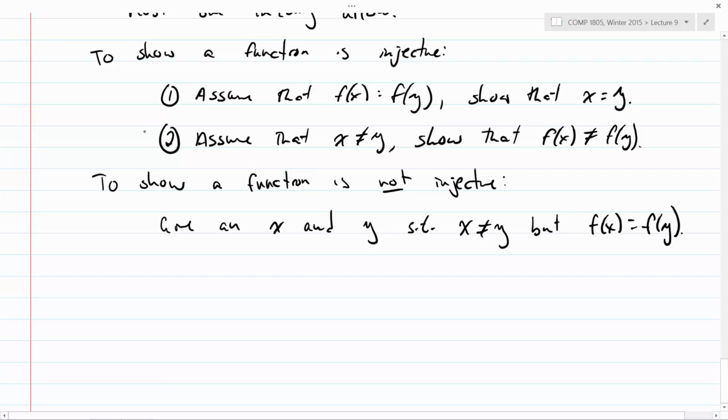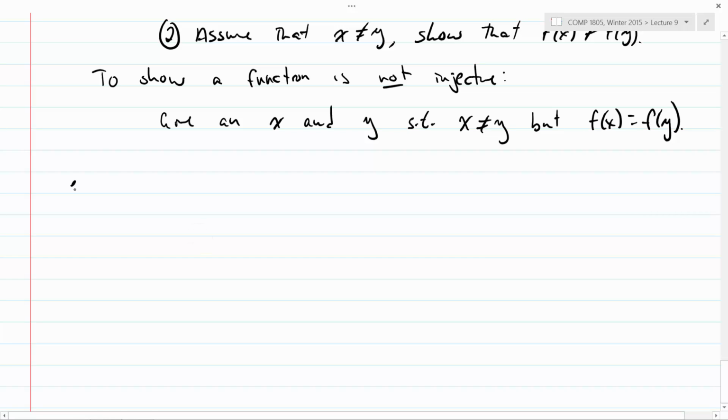If you think that it's not injective, then you should start looking for values x and y, such that x does not equal y, but f(x) equals f(y). That's what you should be doing. So let's do some examples.